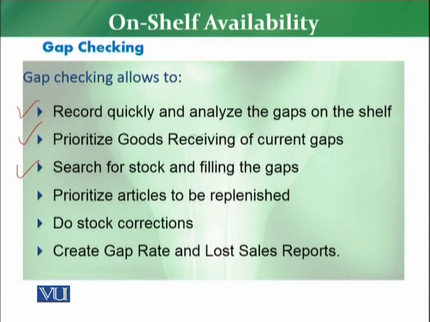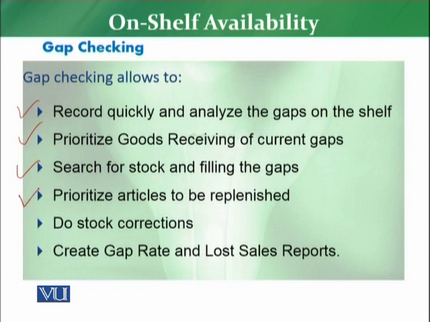Third, you need to search for stock and fill the gaps. In some cases, the stock is visible in the system. The HHD is telling you that there is stock, but the stock is not available on the shelf. So quickly, the gap check helps you to search for the stock, where the stock is available in the warehouse, so that you can display it on the shelf.